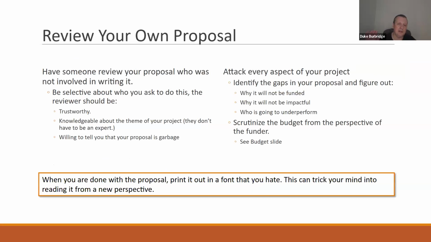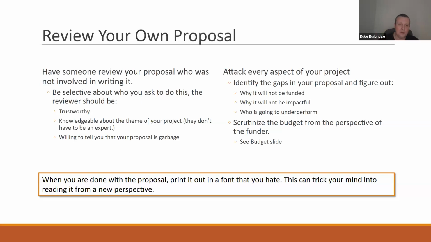The last slide that I wanted to talk about here is how to review your own proposal. This is the most important thing, I think, to making sure your proposal is competitive, is that you are the first reviewer of your proposal. The people who review it for funding, you want to catch every single mistake, every single gap in your proposal. You want to catch that before the people with money catch it. So you want to attack your proposal.